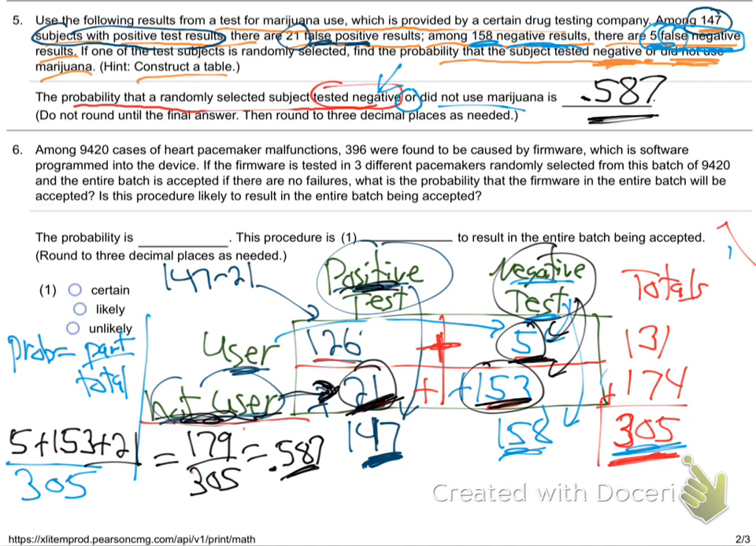That's the probability that, out of this crowd, if you grab somebody at random, the chance you're going to get somebody that tested negative or was not a user is almost 59%, 0.587.